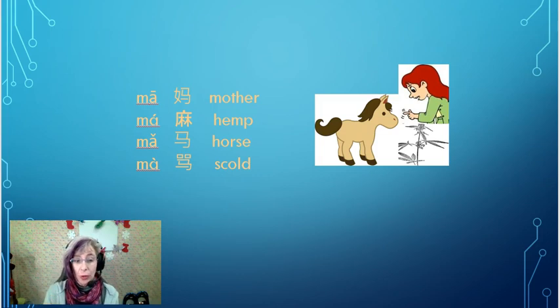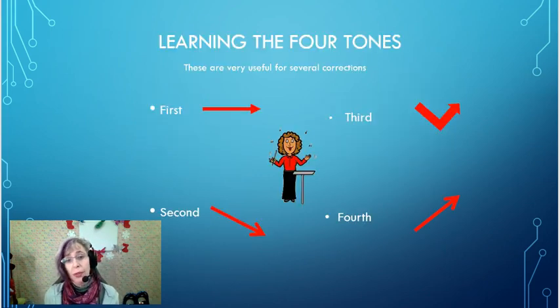Now, I don't know about you, but if I had called my mother a horse, I would have been immediately corrected, probably with a wooden spoon. So, note, this is a plastic spoon because wooden spoons are still not allowed in my house. So, tones are important.